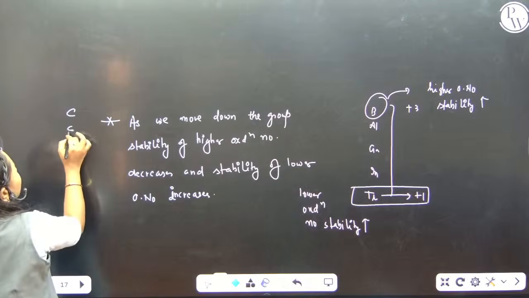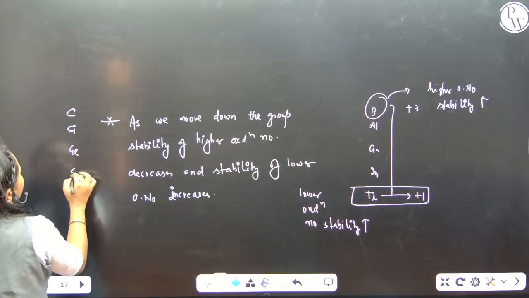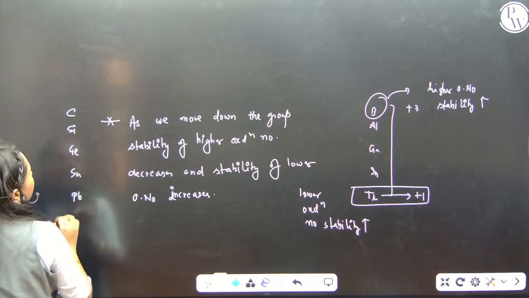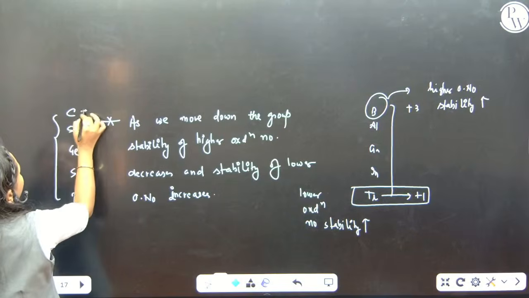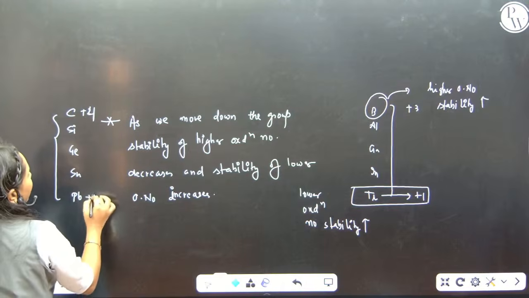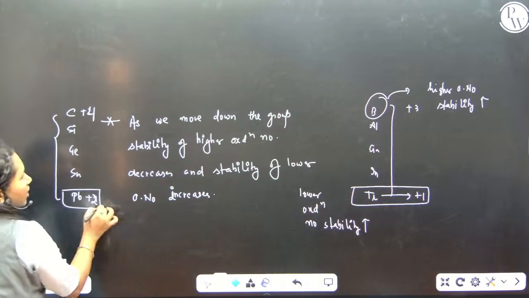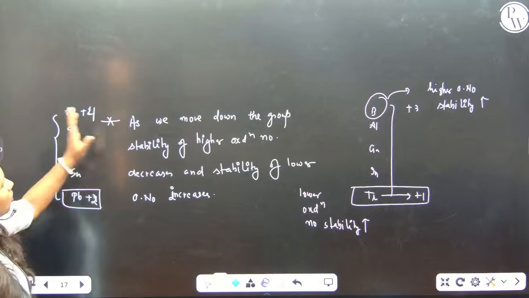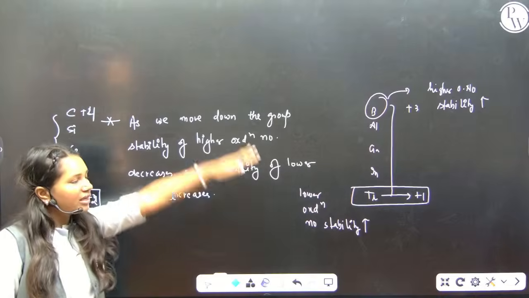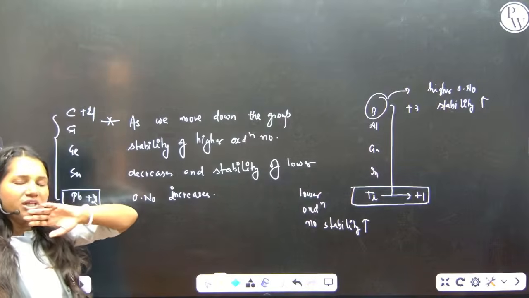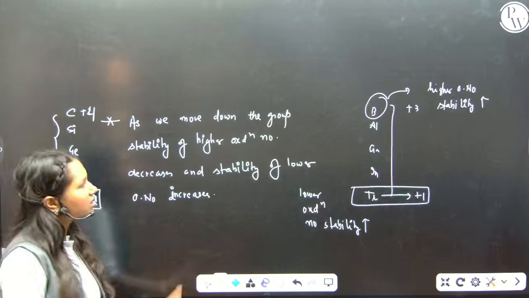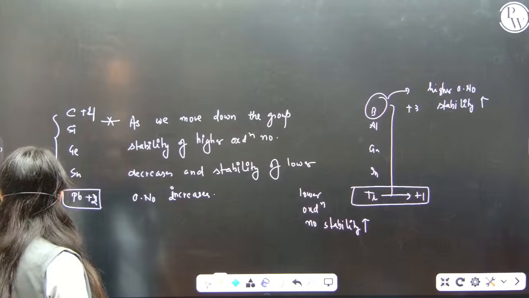So what about the same for the carbon family? Carbon, silicon, germanium, tin, and lead. Carbon shows +4 and lead shows +2. Same for both the boron family and the carbon family: as we go lower in the periodic table, higher oxidation number becomes less stable, lower oxidation number becomes more stable. This is the inert pair effect.